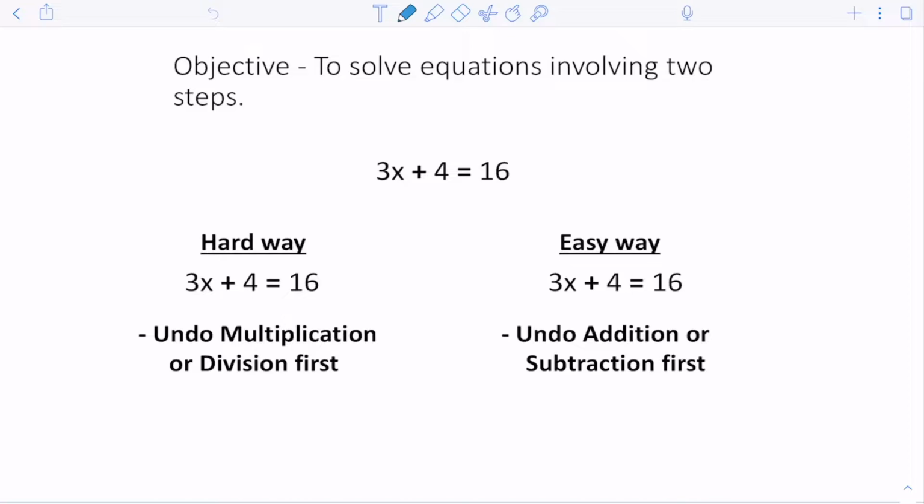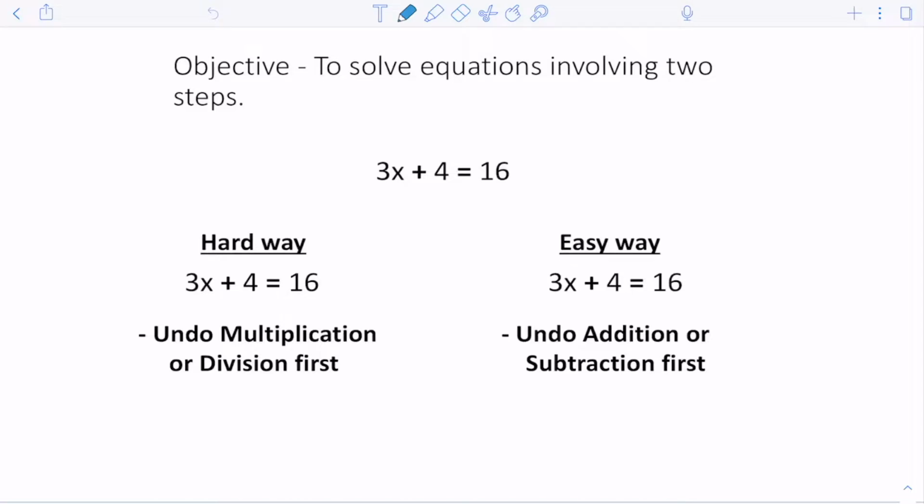By now you should already know how to do a one-step equation. The objective is to solve equations using two steps. There's an easy way and a hard way, but it depends on the type of problem. The hard way is to undo multiplication or division first. The easy way is to undo addition or subtraction first. That's what we're going to focus on.